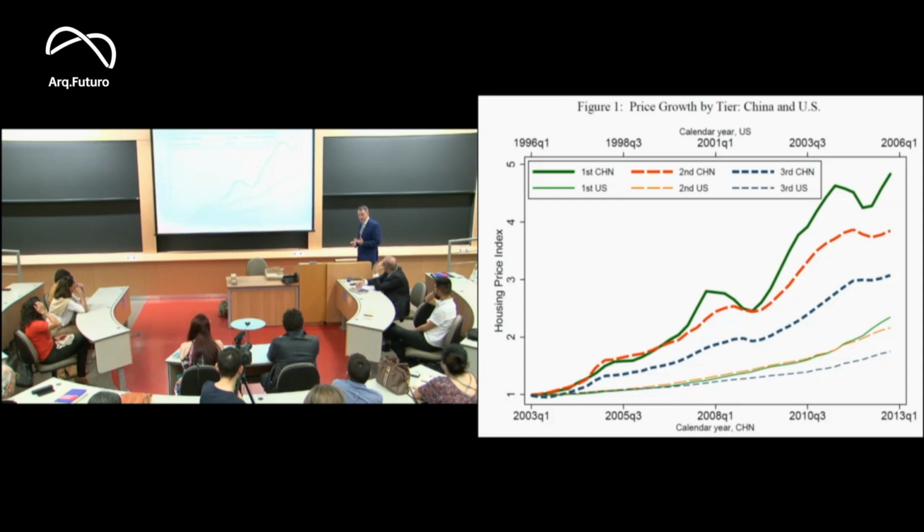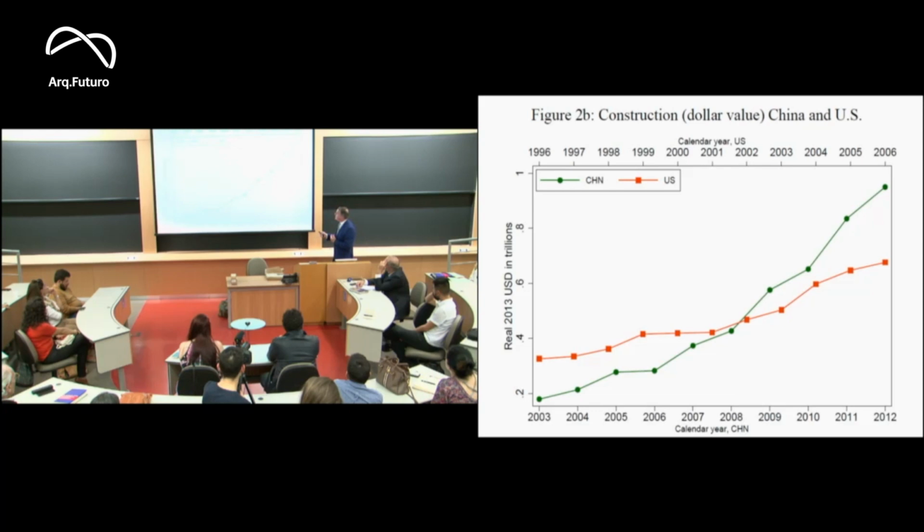These are the same two time periods again, 96 to 2006 for the US, 2003 to 2013. This is the amount of dollar value of construction. So this is US building over the boom. This is Chinese building over the boom. Again, right? Vastly more construction in China. One of the sort of amazing things that we've seen. And China does need to urbanize. It's not obvious that this is wrong.